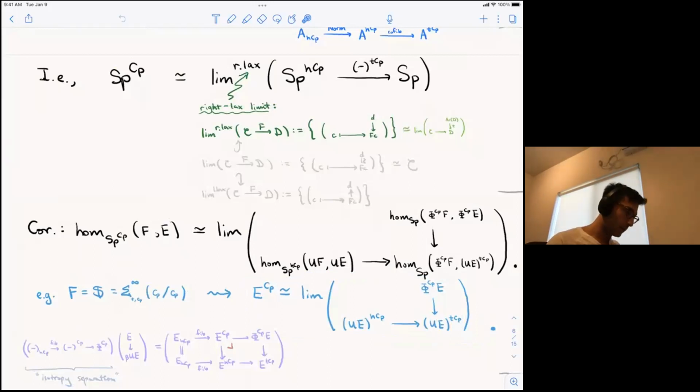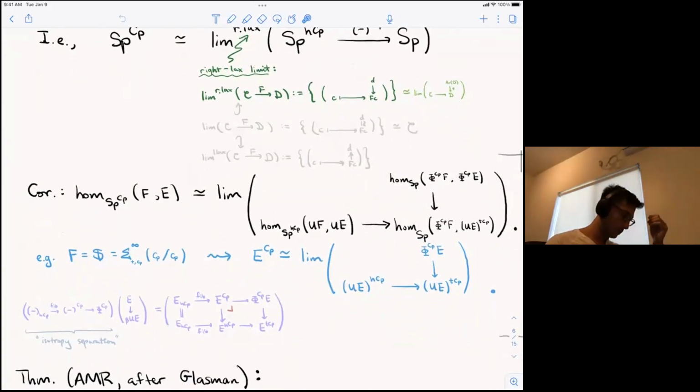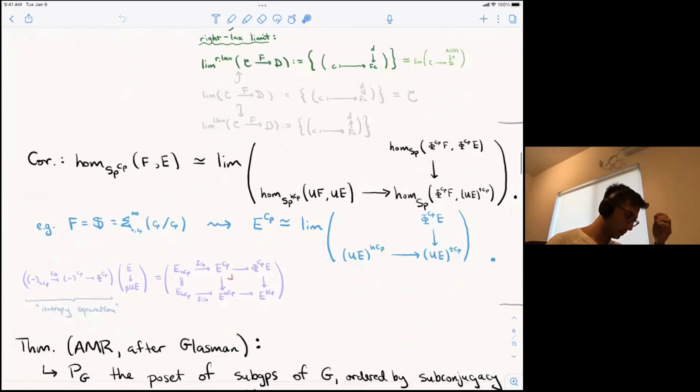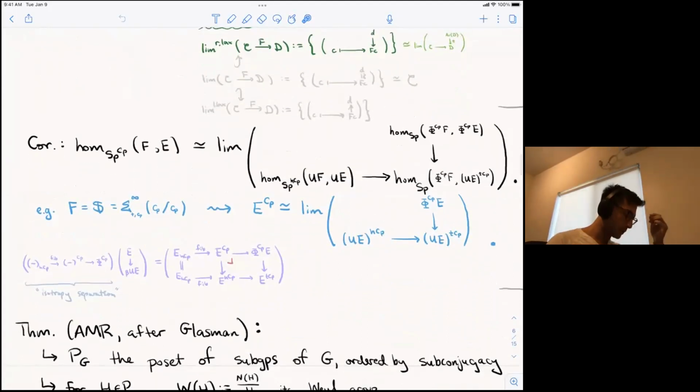Okay, so that's again an indication of the simplest non-trivial example of presenting G spectra in terms of geometric fixed points. And with that, I can state one of the main theorems. Oh, and I should say this was inspired by some work of Saul Glasman as well.